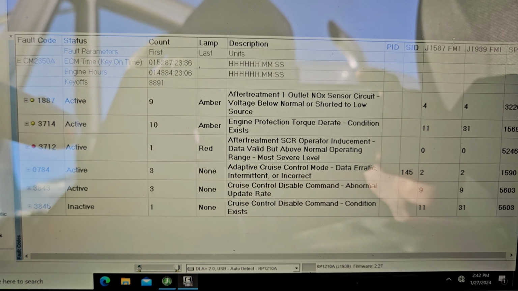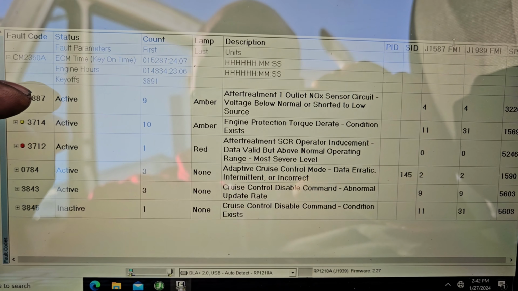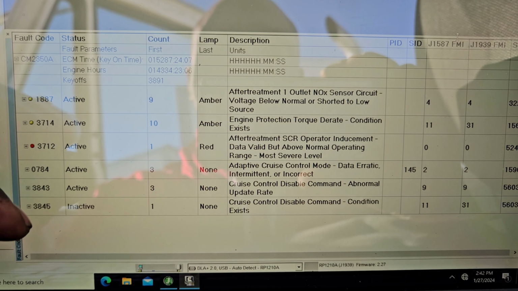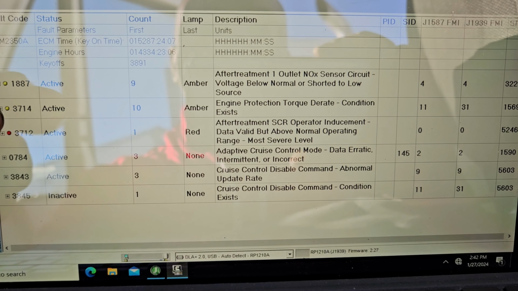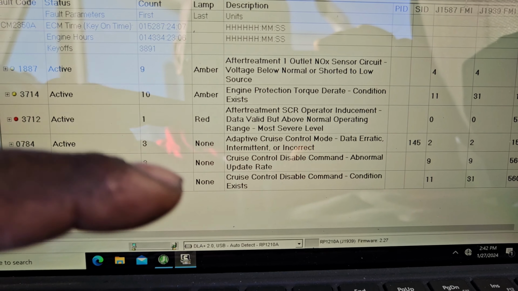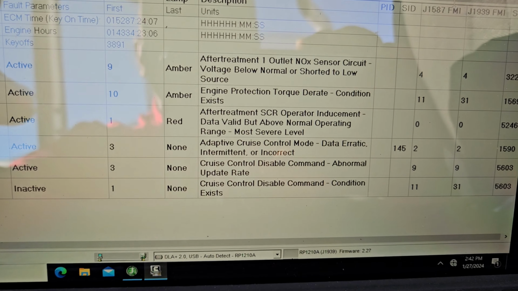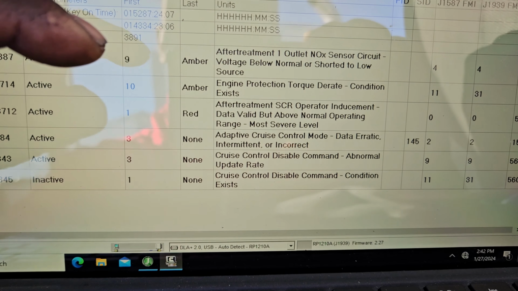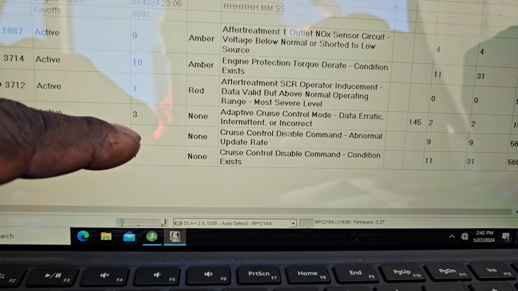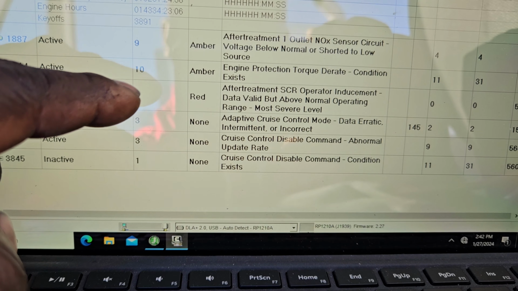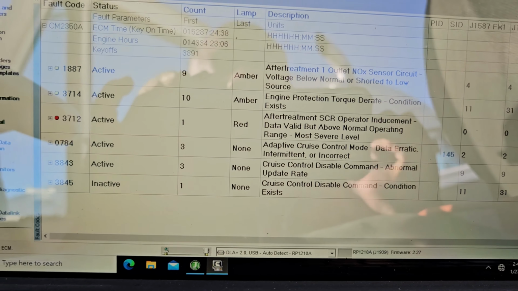All right, so I'm back at the computer, and you can tell I got 1, 2, 3, 4, 5 active faults. The top three are the ones that we're concerned about right now. They're all related to the NOX sensor, outlet NOX sensor circuit voltage below normal, shorted or low. Then of course it's causing it to go into engine protect, torque derate, and this is the stop engine, this red, most severe.